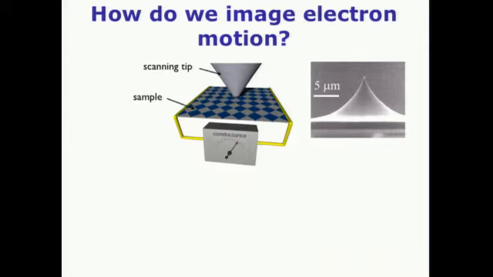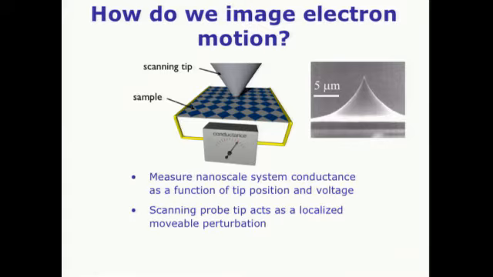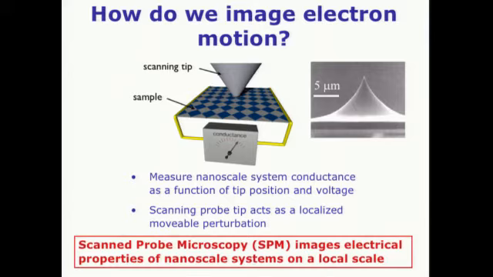And here on the inset, you see a SCM of the tip. So basically, using this technique, you use the tip as a localized movable perturbation, and you can image the flow of electron.